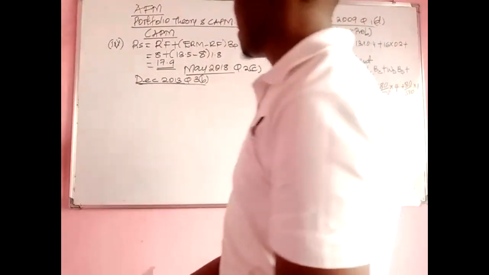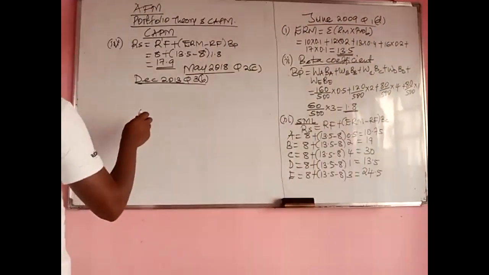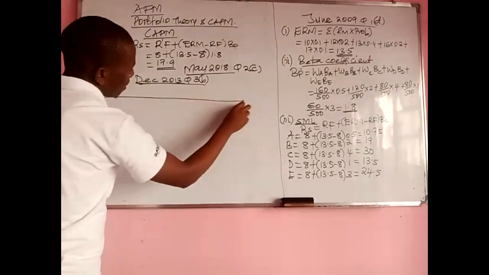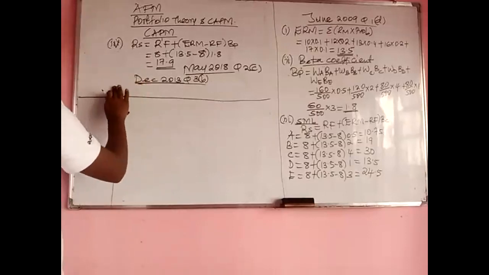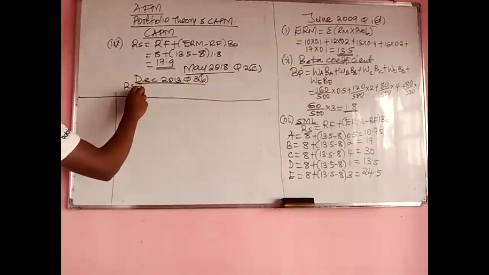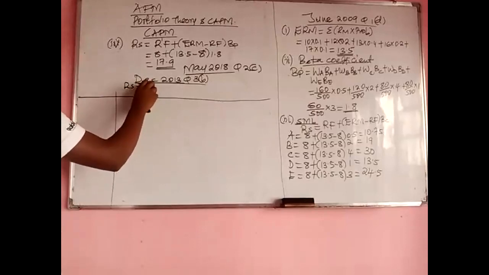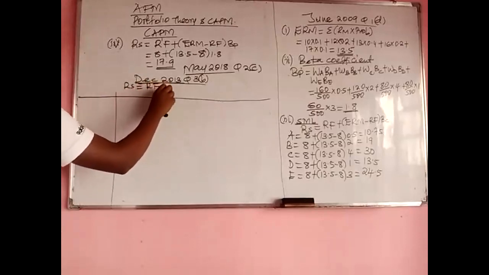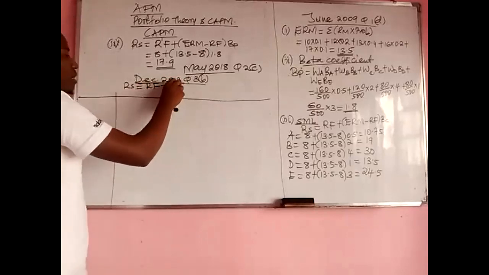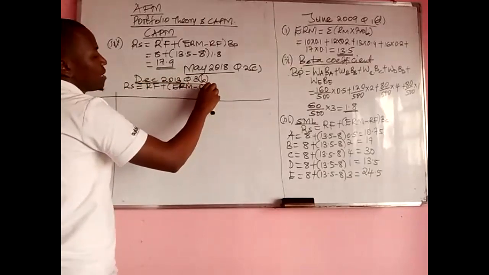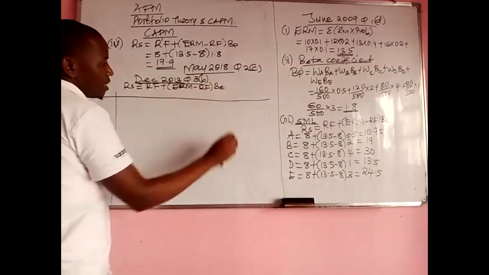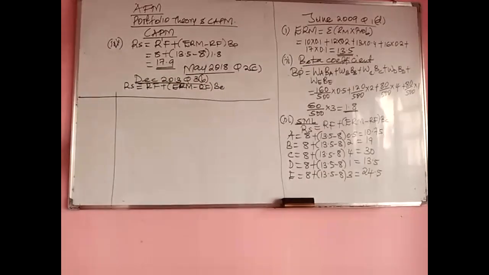And this is using the capital asset pricing model. Now, in this case, there are some things that we'll have to get. When we're using CAPM to get the return of the security, you're supposed to get the risk-free rate, and add the expected return of the market minus the risk-free rate, multiplied by the beta. In our case, we don't have the beta.